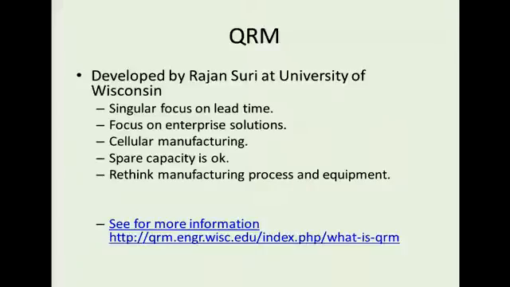Focus on the enterprise solution. Figure out where in the process you're losing time, and then address those issues. Spare capacity is okay. As a matter of fact, quick response manufacturing says 60% utilization. So capacity is not an issue. We're going to have extra machines, extra people at the ready to aggressively attack the marketplace.